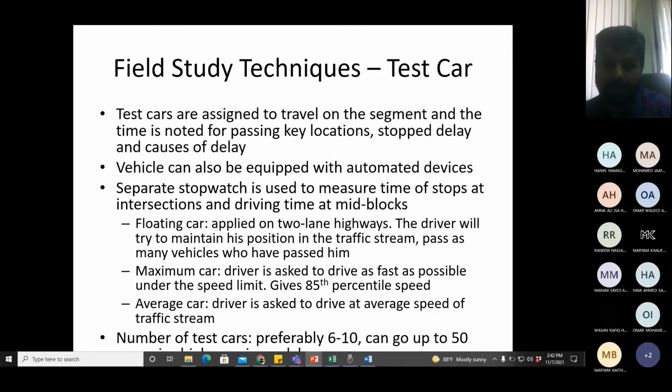Then we have the floating car technique. What do we mean by the floating car technique? First of all, the floating car technique is applied on 2-lane highways. A 2-lane highway means 1 lane in each direction, so each direction only has 1 lane. In the floating car technique, you are interested in finding out the travel time on a 2-lane highway. And what is the restriction on the driver? The restriction on the driver is that he should maintain his position in the traffic stream from start to end of the observation. Now, how do you maintain your position in the traffic stream?